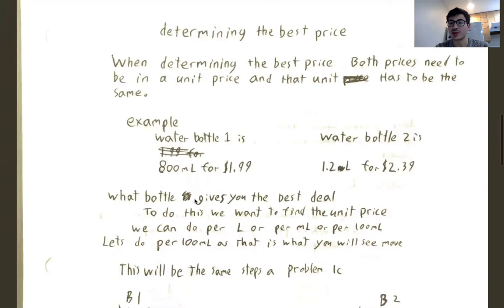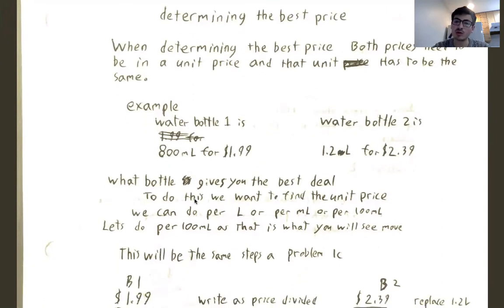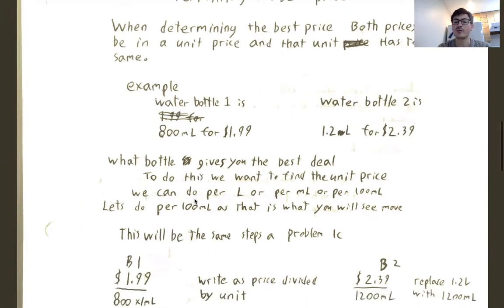So let's go through an example here. Let's say we've got one water bottle, you get 800 milliliters for $1.99. And the second water bottle, you get 1.2 liters for $2.39. And we want to figure out which bottle gives you the best deal on the water. So we can do this a couple ways.